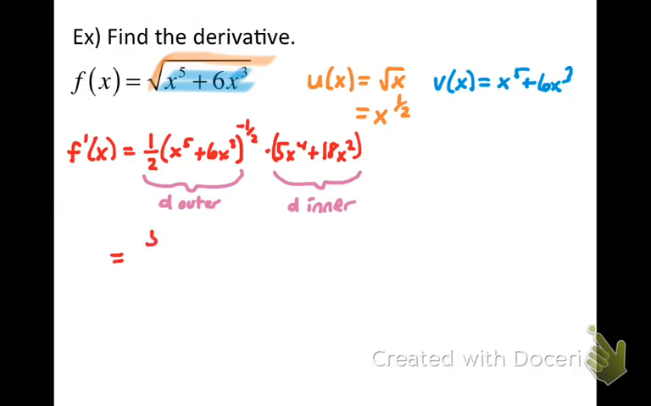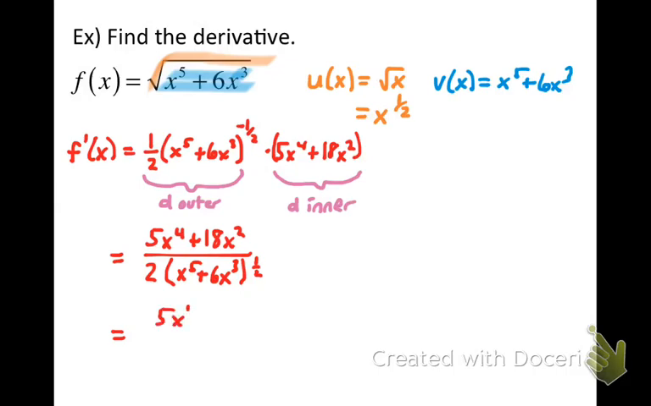So we'll have 5x to the fourth power plus 18x squared over, and then we can put the 2 from that fraction in the denominator, and then we can put this entire factor in the denominator, x to the fifth plus 6x to the third, and then with the 1/2, and we can make that look still simpler. We can rewrite it with a radical. So 5x to the fourth power plus 18x squared over 2 times the square root of x to the fifth power plus 6x cubed, and that would be it then.